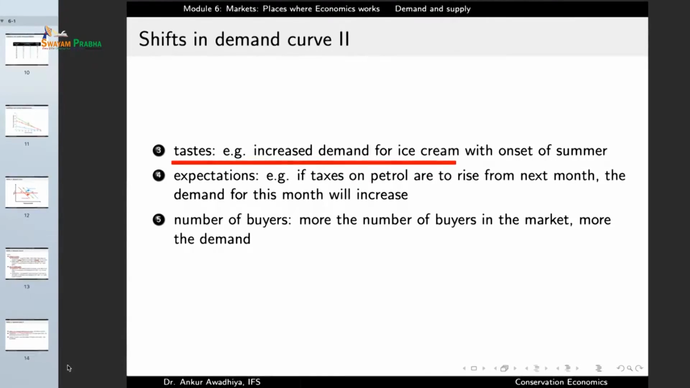So because the number of buyers have gone up, that will lead to a shift in the demand curve. Because more and more quantity is being demanded because there are more and more number of buyers at any price.